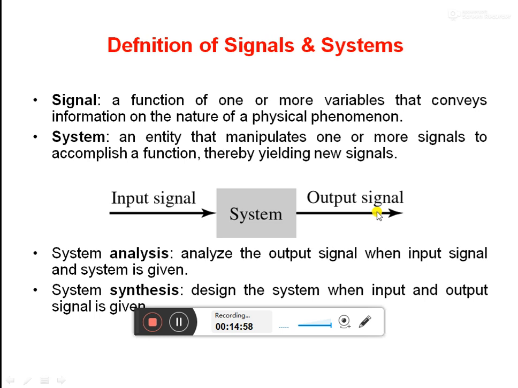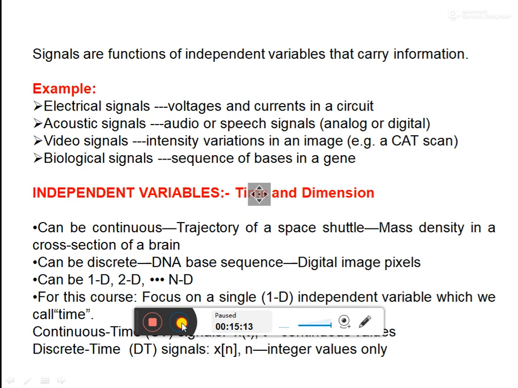Systems can be classified based on their behavior and their properties, which we will learn in the coming classes. Now this is about the basic definition of signals and systems. Another definition for signals which you can write is, signals can also be considered as a function of an independent variable that carries information. A few examples of signals are listed here.